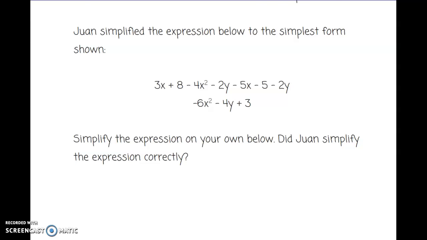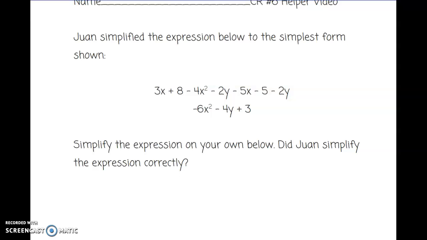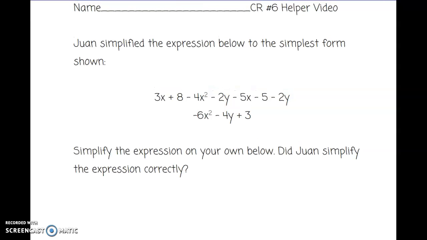Hi everybody, this is CR number 6, helper video for the extended response. We're going to go ahead and get started because it's kind of a long question. It says 1. Simplify the expression below to the simplest form shown. It says 3x plus 8 minus 4x squared minus 2y minus 5x minus 5 minus 2y. And what Juan got was negative 6x squared minus 4y plus 3.